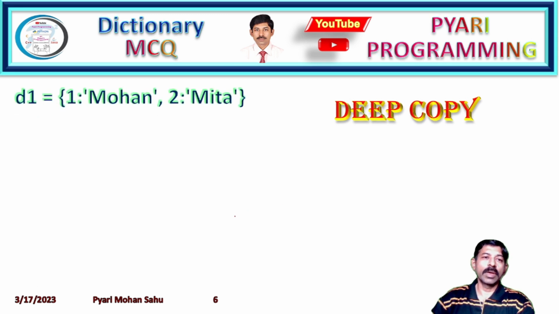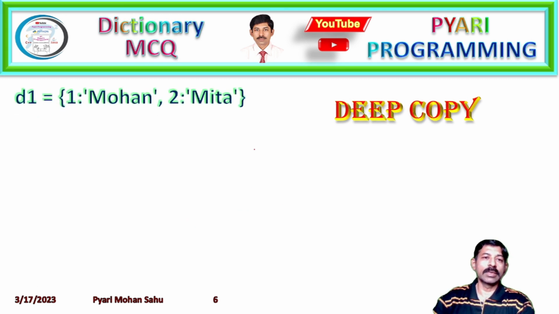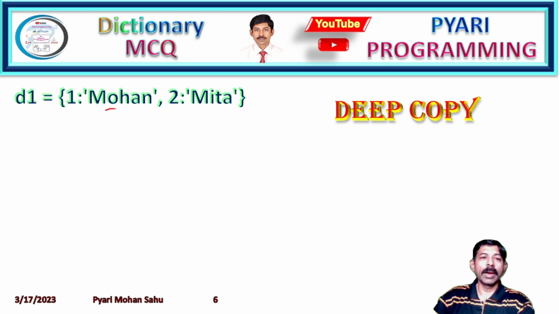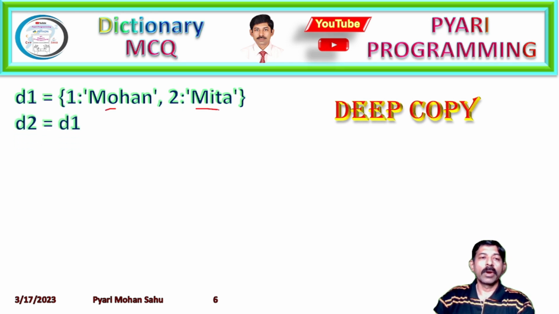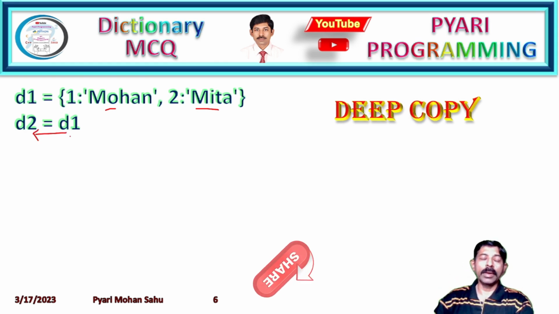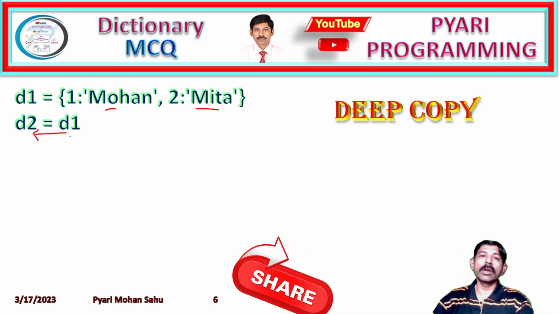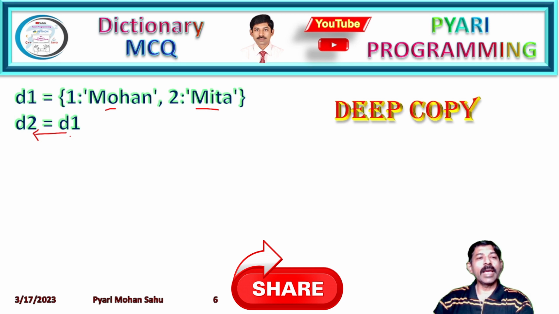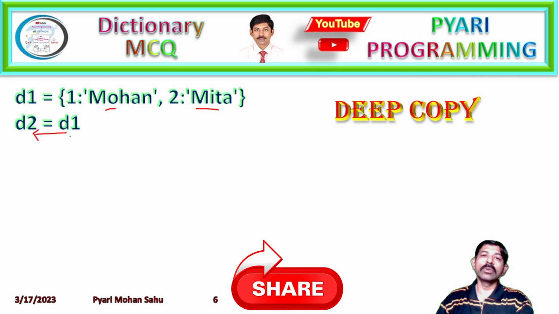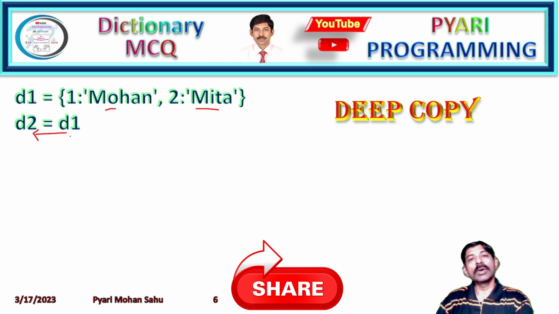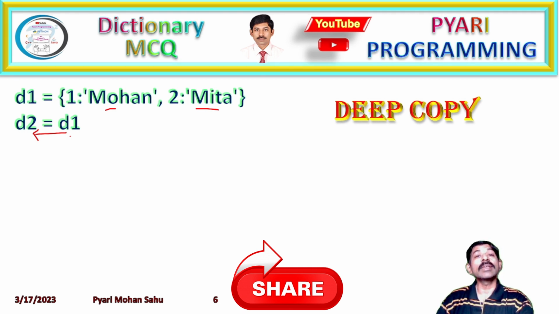Now again I am having the same dictionary called D1 where 1 is the key and 2 is the key, and Mohan and Mita are my values. What I am doing over here, I am assigning D1 to D2. Now in this case what will happen? It will not create a duplicate copy. It will refer to the same copy. That means the copy that is assigned to D1, D2 will point to that only. Because of that reason, whatever changes will be made in D1 will reflect in D2. Whatever changes made in D2 will reflect in D1 because both are referring to the same object now.